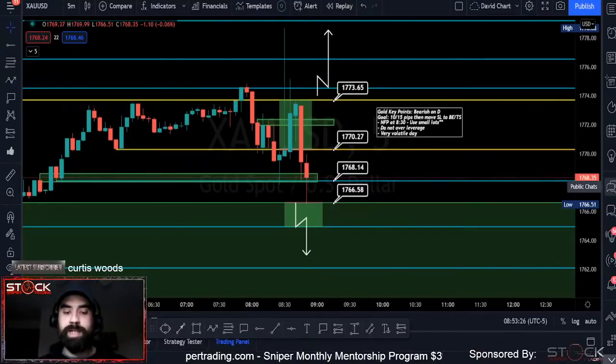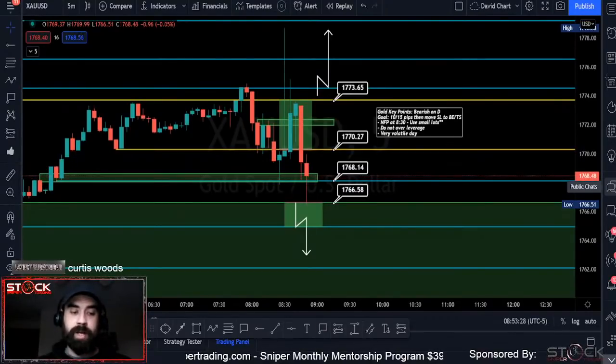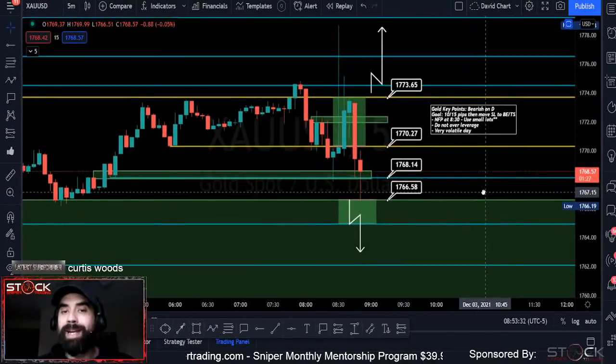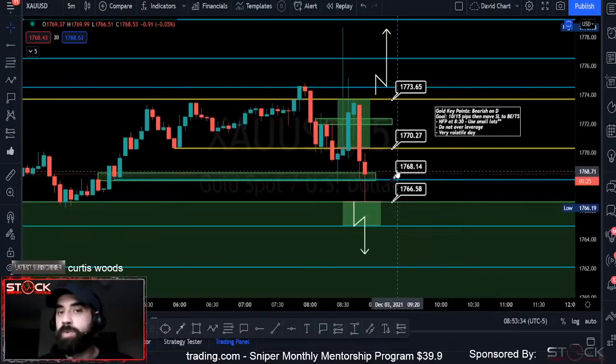Okay, you can see gold is not getting resisted as of yet. Sorry, it's not getting pushed down just yet. It's getting rejected right at that confirmed entry. Okay, so this is nice, guys. Do you want to know why?